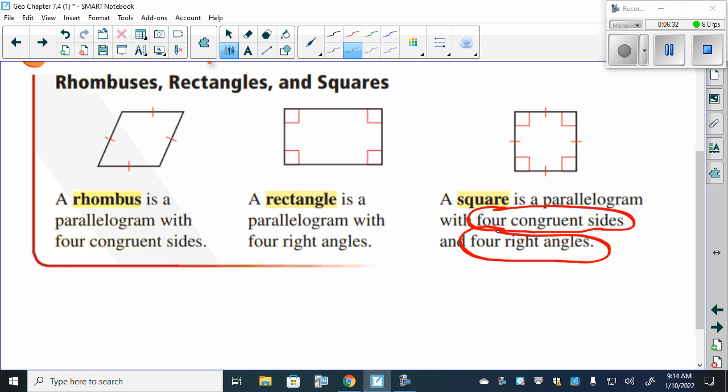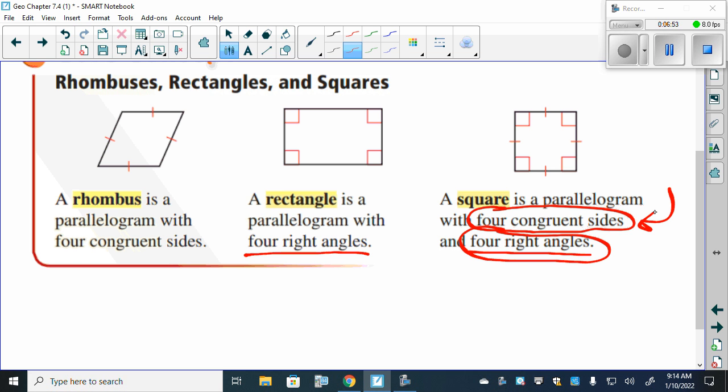Now, can a square be a rectangle? Yes, because it does have the definition of a rectangle. Can a rectangle be a square? No, because it doesn't necessarily have four congruent sides.